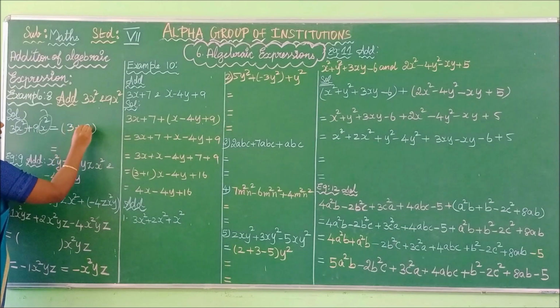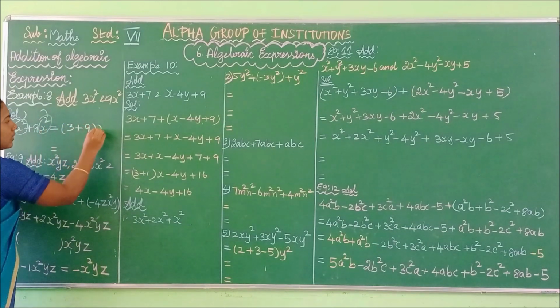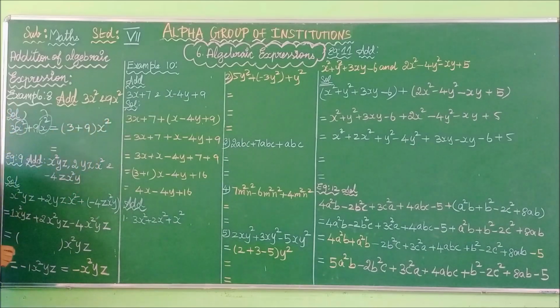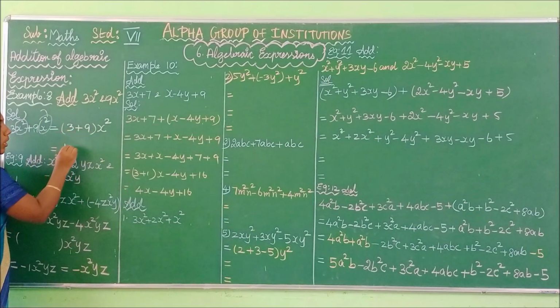3 plus 9. You have to put the bracket, and beside the bracket you have to write the term, that is the variable x square. Do you understand, children? 3x square plus 9x square is equal to 3 plus 9 within the bracket. After that you have to write x square. So 3 plus 9, 12. So 12x square. This is the answer.